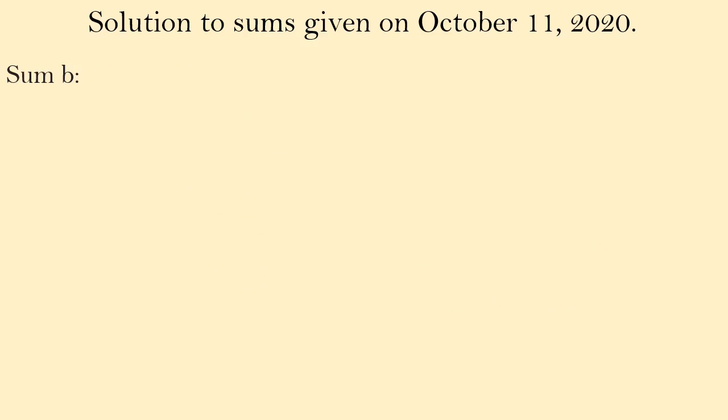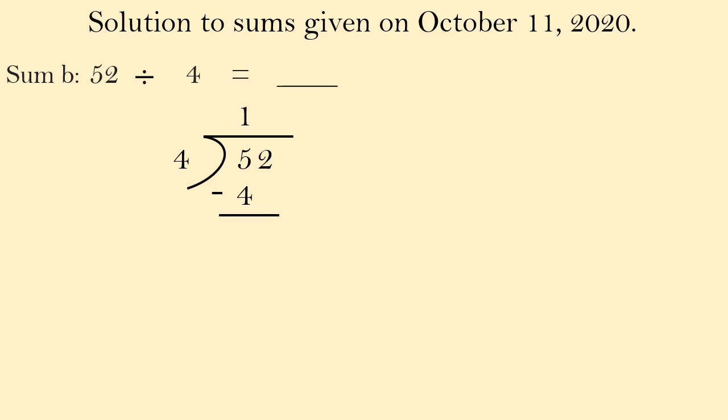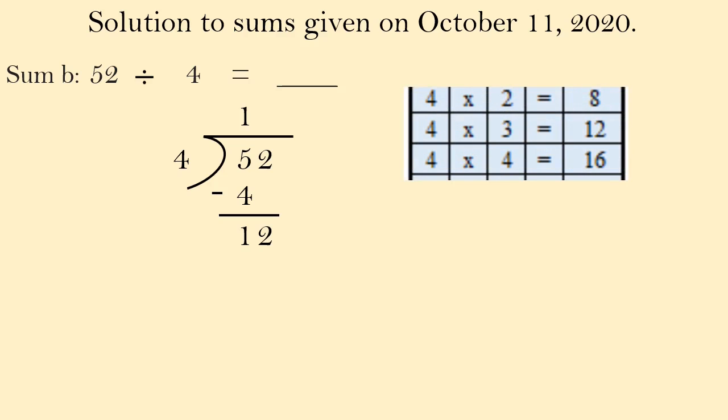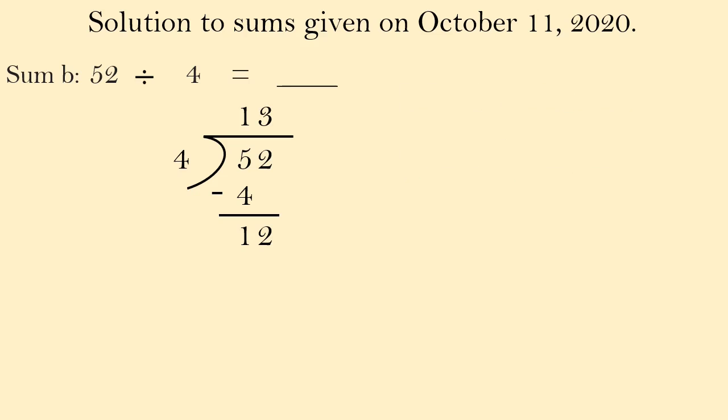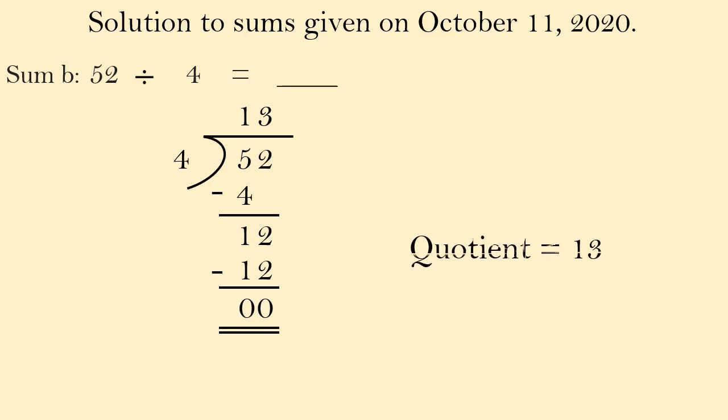The next sum. 52 divided by 4. 4 ones are 4. From 5 you take away 4, you're left with 1. Bring down the 2. 4 into what will give you 12? If you say a 4 times table, 4 3s are 12. So that means we have to write 3 on top there. 4 3s are 12. Subtract 12 minus 12 is 0. So our quotient is 13. Our remainder is 0.